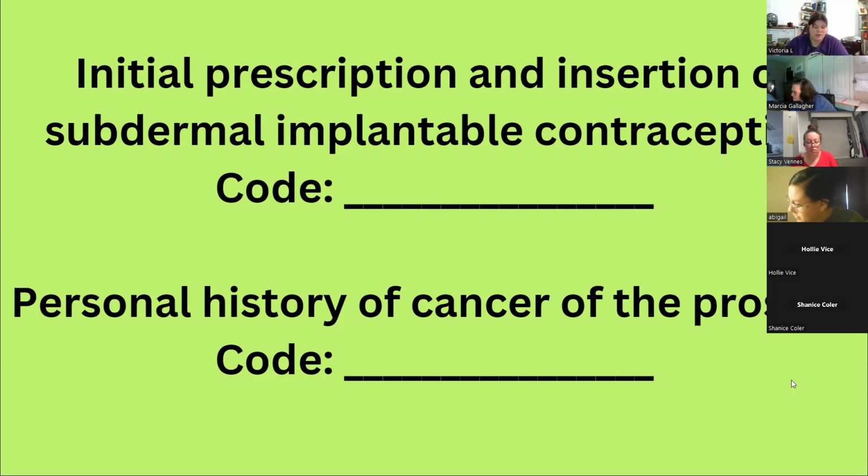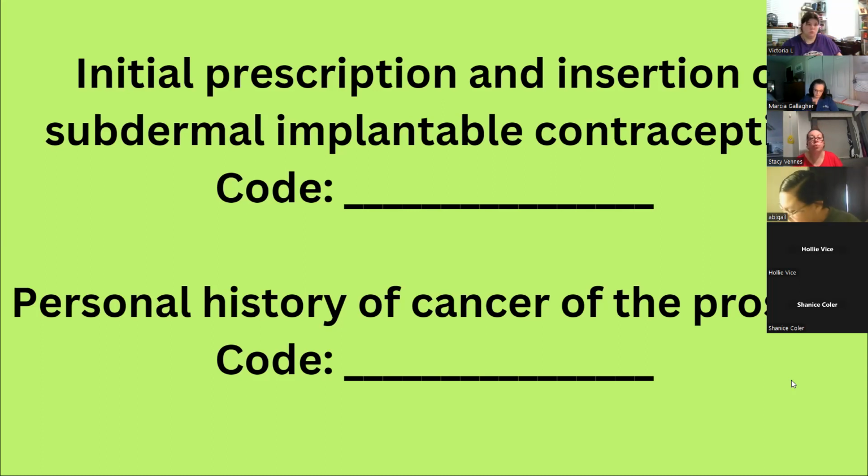I got Z85.46. Okay, what exactly did you type in? Me? Mhm. History of cancer of prostate. That's what I got. I typed in personal history, cancer, prostate, and I got the same thing Victoria got.